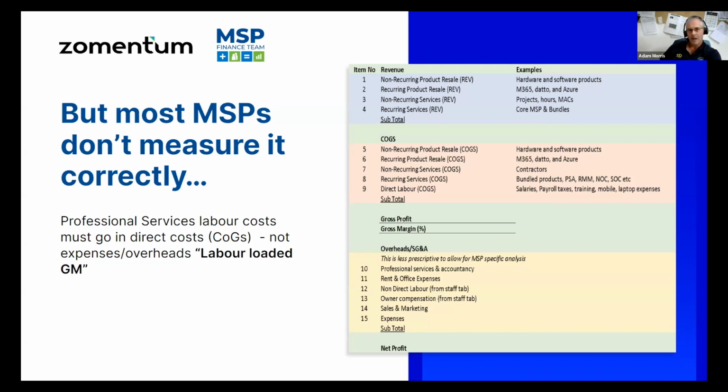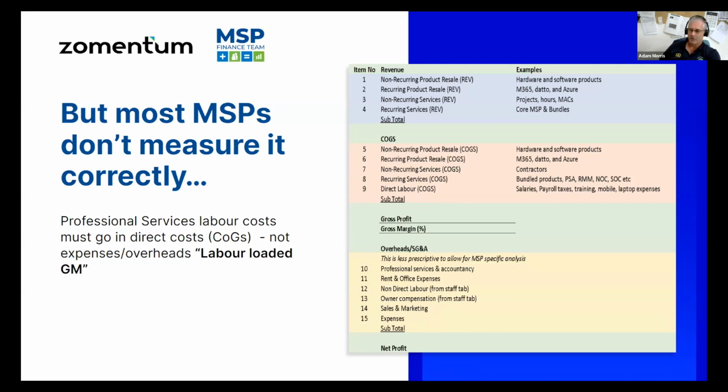But what we often see is that the labor for all the engineering and project services is classed in and amongst all the other labor overheads in overheads or sales, general and administration. And that's not where we want those costs. We need them directly up into the cost of goods sold so that we can get a true understanding of what our gross margin is, because those are direct costs.